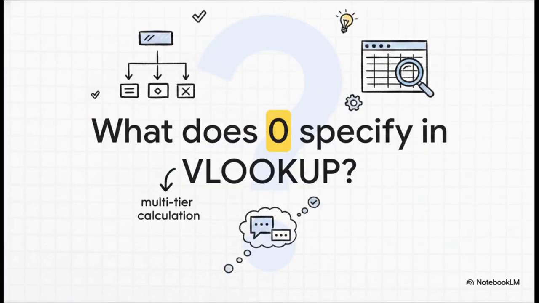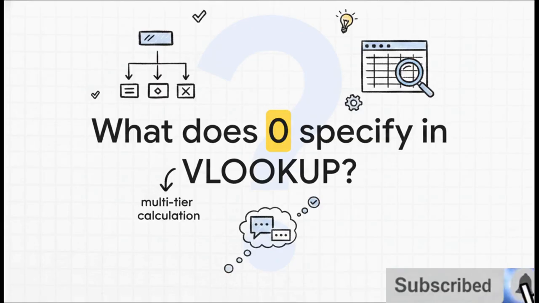And hey, before we wrap up, I'm leaving you with a quick homework loop just to test your retention. Here's the question. In a standard LibreOffice Calc VLOOKUP function, what does that final argument value of 0 or false actually specify? Think back to our multi-tier calculation section and drop your answer down in the comments below.